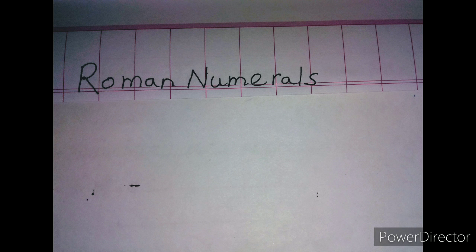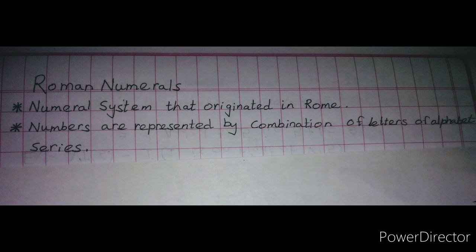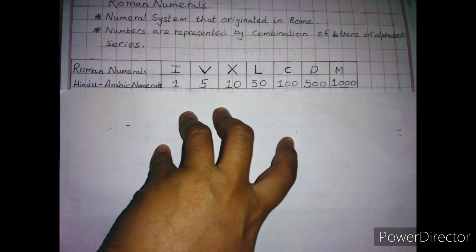The next topic is Roman numerals, which is also the last topic of this chapter, that is numbers. Roman numerals is a way of writing numbers in a different way. This numeral system originated in Rome, and numbers represented here are a combination of letters of the alphabet. Let us have a look at this table.